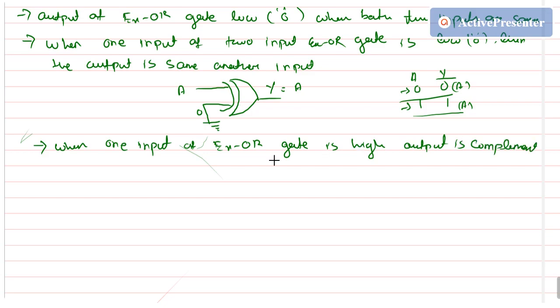So remember these statements, because this kind of statement will directly come in your exam. There will be 4 statements written and you have to choose which statement is true or false. What I have written is: when one input of an XOR gate is high, the output is the complement of the other input.